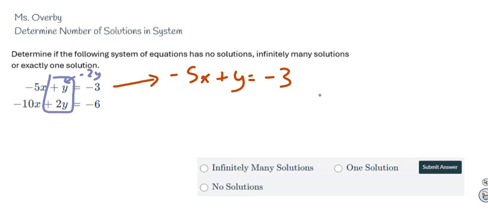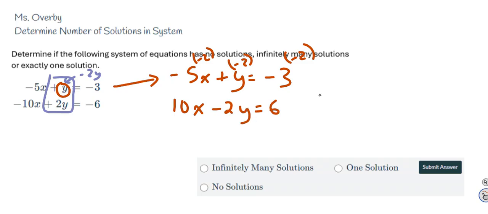There's options, right? Options come up with the answers. All right, so to make him a -2y, I have to multiply everybody by -2. This time I'll just put parentheses because we know parentheses mean multiplication. So -5x times -2, that is a positive 10x, right? Then that's a -2y, and that's a positive 6.